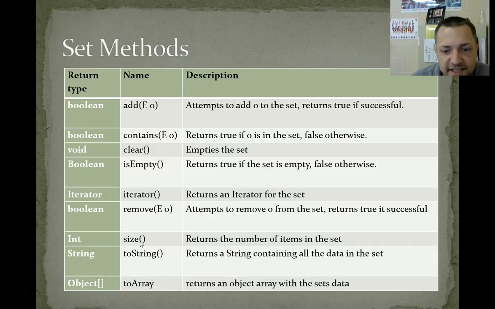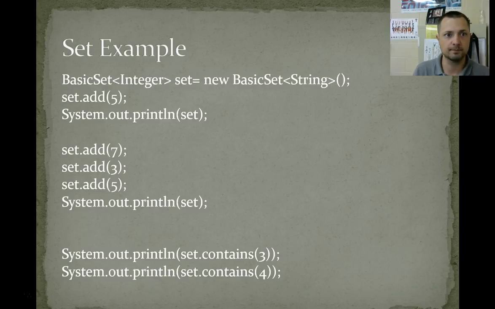Size, which will return an int, returns the number of items in the set. ToString just prints off all the data in the set. And Object[] toArray returns an array form of the set as an array of objects.